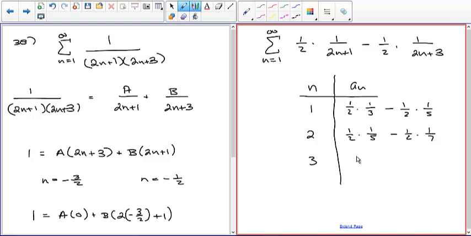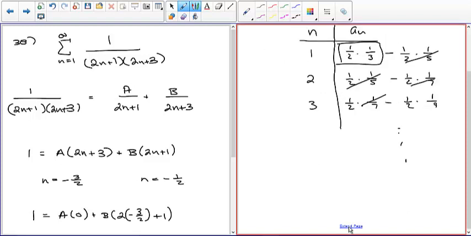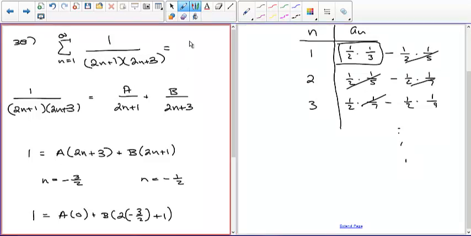Continuing on, now you can see the pattern. You're going to have 1/2 times 1/7 minus 1/2 times 1/9, and that goes down. In this case, these cancel out. The only term that ends up surviving is the first one. So the answer to this question is 1/2 times 1/3, which is 1/6.